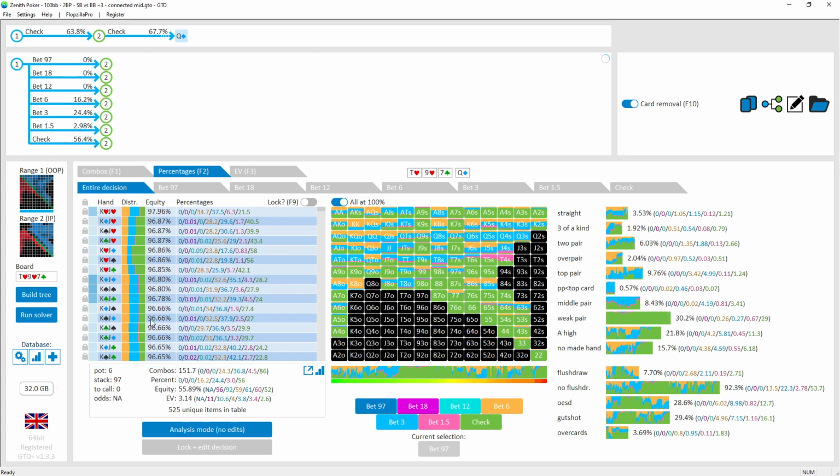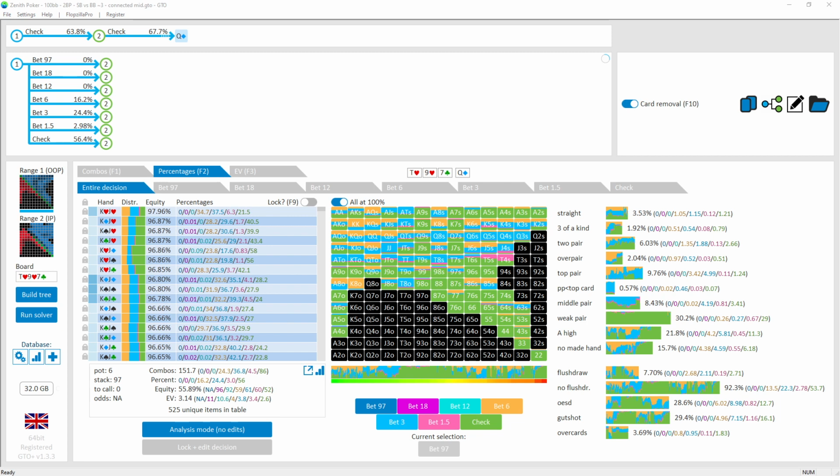In the next one, yeah. So hopefully you guys have learned a few things about this turn probe line, and judging the relative strength of hands based on what the turn card actually is, and then sizing your bets accordingly on both the turn and the river.